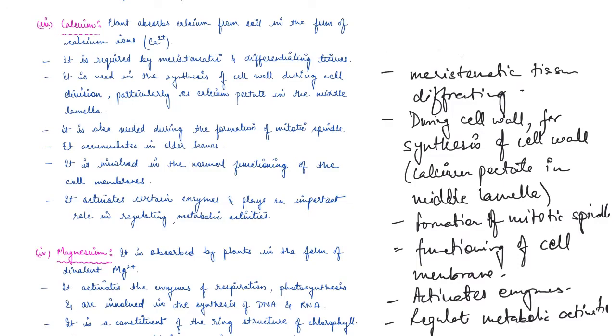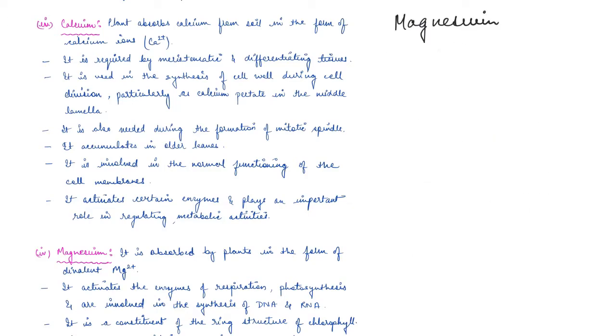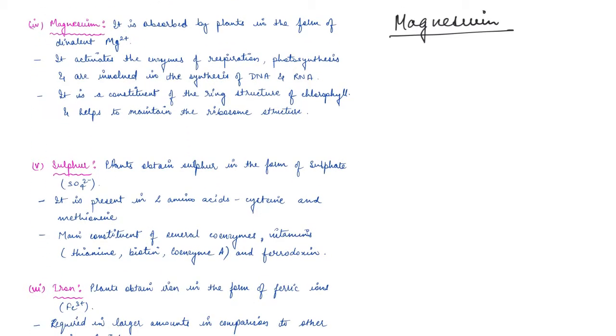So again, it is an essential element, right? Now the next one is magnesium. Again, magnesium is absorbed in the form of magnesium ion, the divalent ion. Now, what does it do? It activates the enzyme of respiration, photosynthesis, and is involved in synthesis of DNA and RNA.